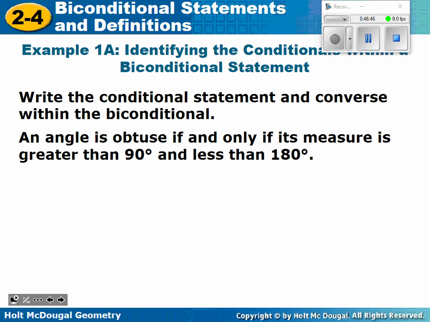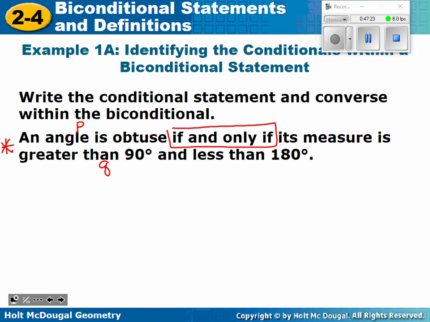Let's try to do this one together. It says write the conditional statement and converse that is within this biconditional. So this is going backwards and breaking it apart. Read the sentence first and tell me, how do we know this is a biconditional? When you see that if and only if, it is a biconditional statement. Always. The part that comes first is your P. The part that comes after it is your Q.